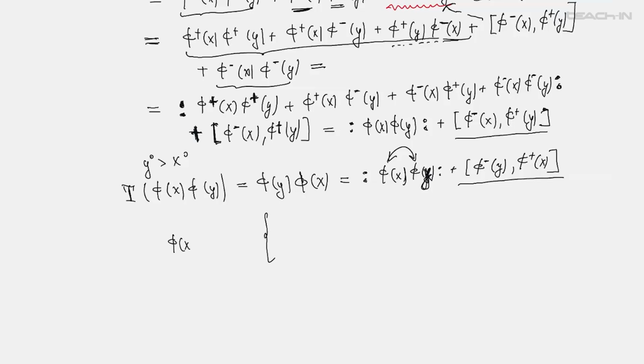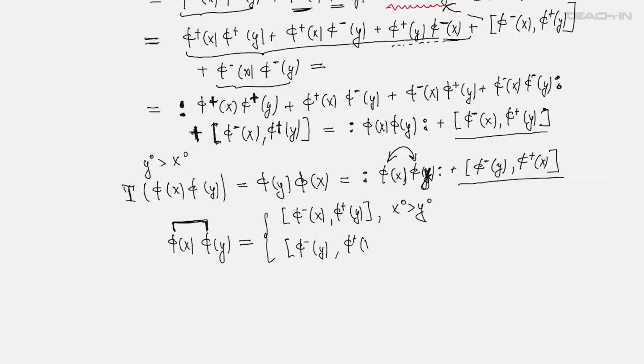Maybe contraction is a better word. Contraction of the field phi on x and phi on y is equal to the commutator phi minus on x, phi plus on y, if x0 is bigger than y0, and it equals phi minus on y, phi plus on x, if the time variables satisfy the opposite order. Okay, so this operation is called contraction, or pairing of the fields.